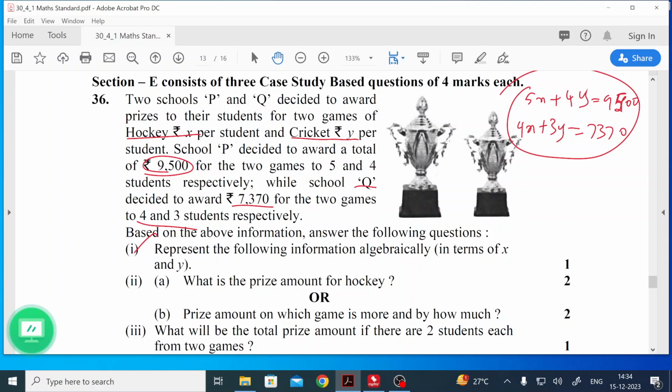Or which game's price amount is more and by how much? X and Y we have to find, and which is more by how much they are asking. For example, hockey got 2,000 rupees and cricket got, suppose, 5,000. Cricket got more. How much? 3,000. Like that we have to give. This is for example, not exact. After solving X and Y, you have to do like that.